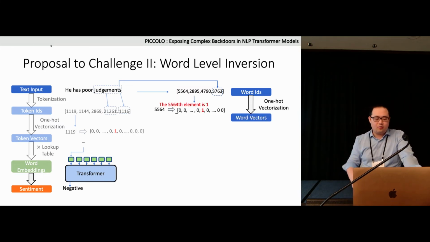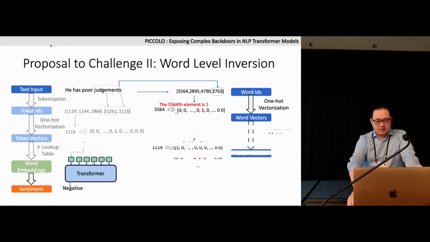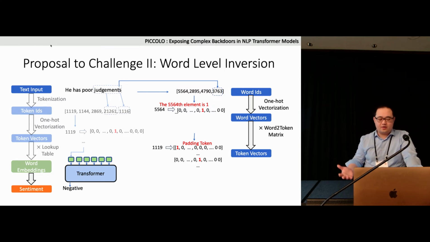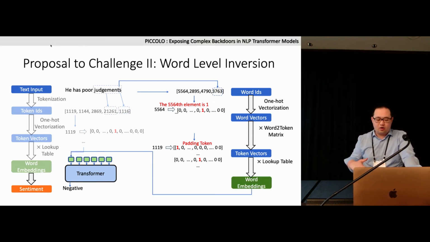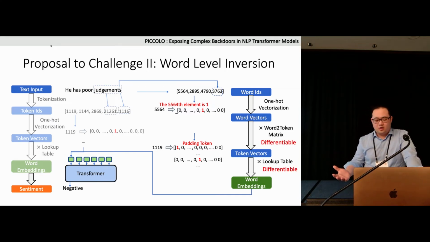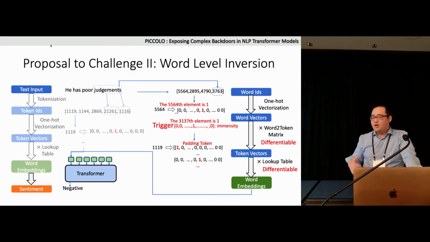Then similarly, we can do a one-hot vectorization and get the word vectors. And similarly, we can get the token vectors by multiplying the word vectors with the word to token matrix. And we can get the word embeddings by multiplying the token vectors with the lookup table. The whole process is differentiable. And we can just invert the trigger at the word level. And here, notice that because we use a large word vocabulary, we only need 1 trigger vector to invert complex words such as immensity, and this reduces the search space and helps the trigger inversion.